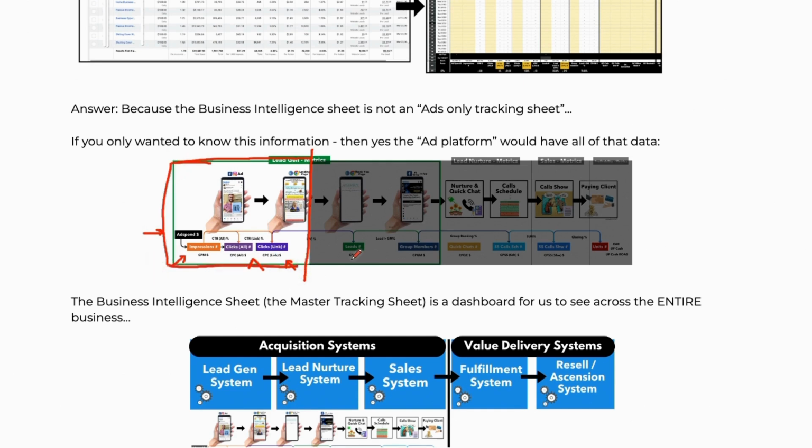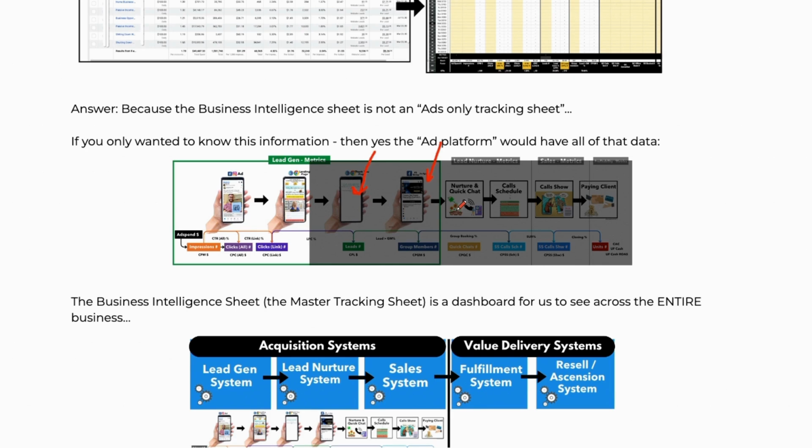But remember, there's an entire other piece to this entire acquisition machine, right? What happens in terms of your leads? Well, guess what? That's going to be inside of your CRM. What's going to happen in terms of your group members? Well, guess what? That's going to be inside of your Facebook group, right? What's going to happen on your lead nurture side? How many quick chats are you booking? How many outbound are you doing, right? What is the cost per strategy session? How many strategy sessions are you booking? What's your sales call percentage? How many units do you have? How much cash are you collecting? None of that is going to be inside of the ads platform. That is all going to be inside of the tracking sheet.